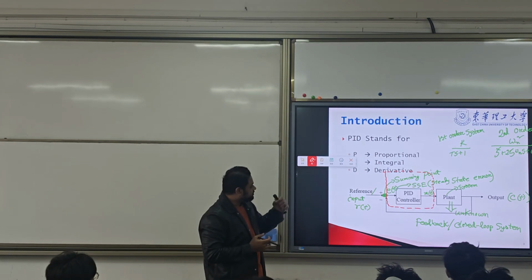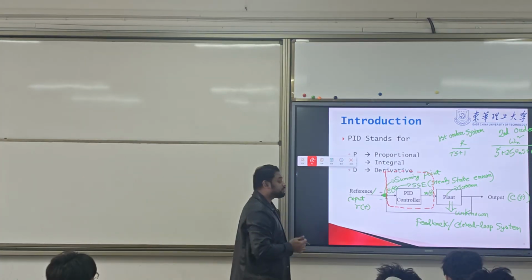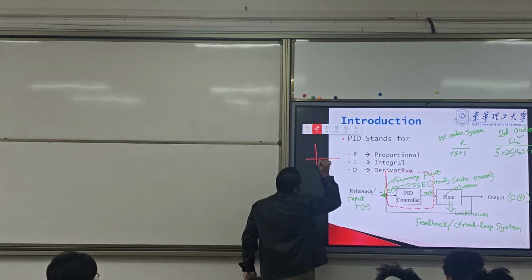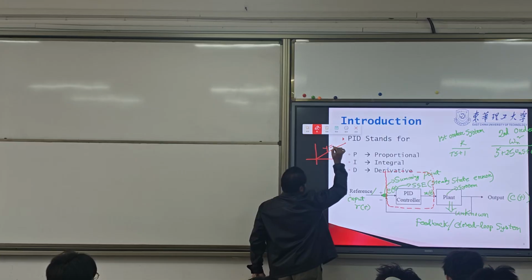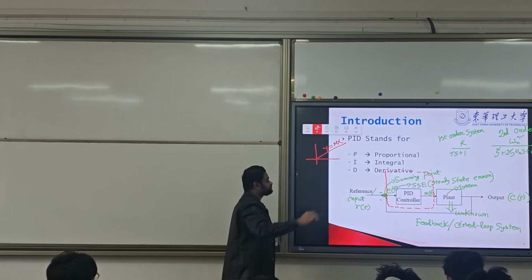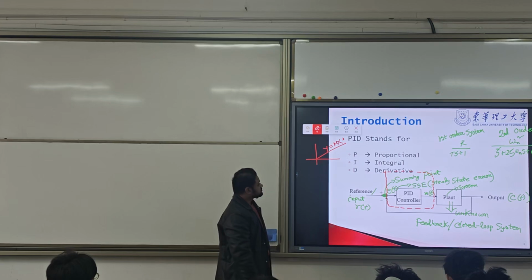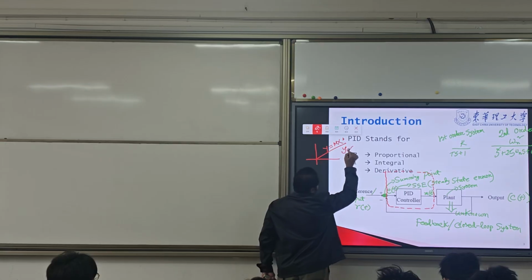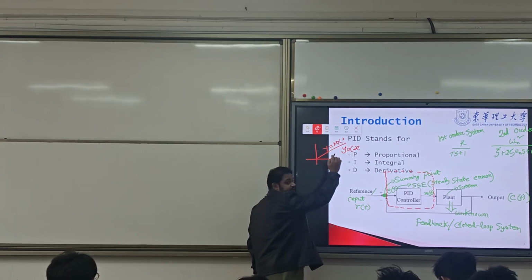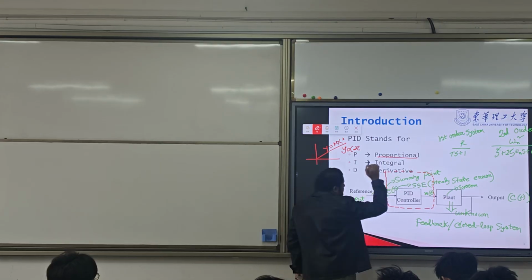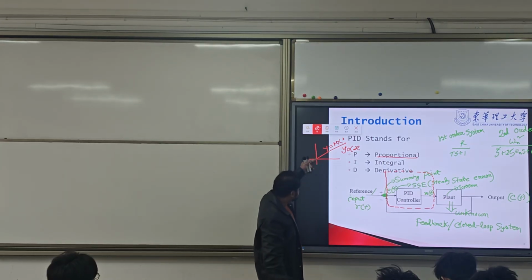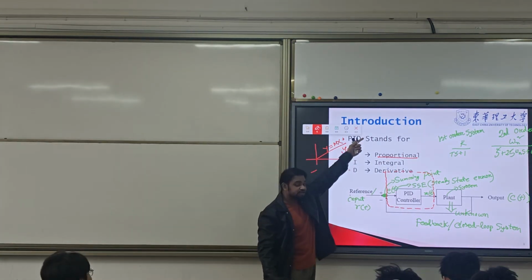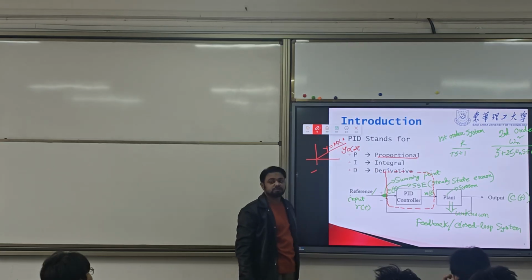PID, mostly we call it proportional, integral, and derivative. What is proportional, integral, and derivative? Proportional: y equals mx, which means y is proportional to x. Proportional controller: the output will change linearly. That is called a proportional controller.